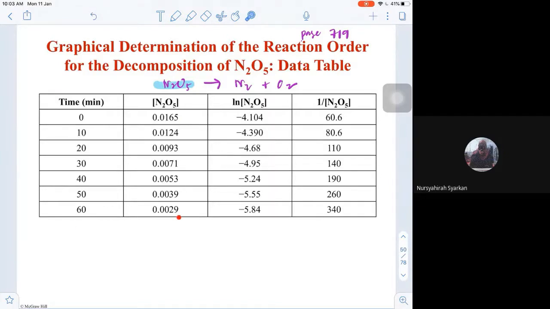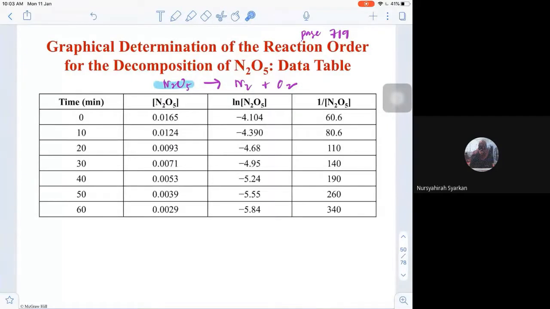Okay, so the first step is to calculate ln for each concentration that we have here. So you have to press the calculator. Ln, the first one at 0 minute, ln 0.0165. Then you will get the value negative 4.104. Then you press ln of 0.0124. From the calculator, you got the value negative 4.4.